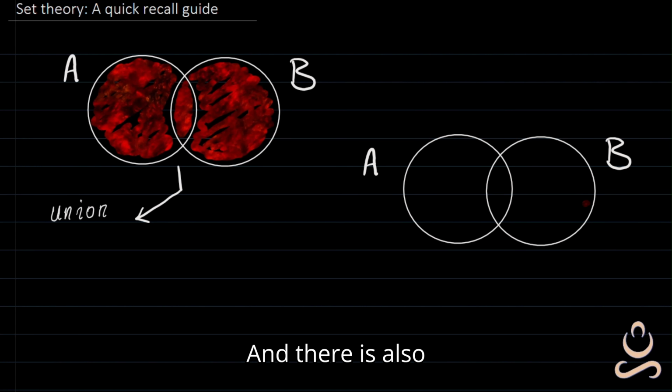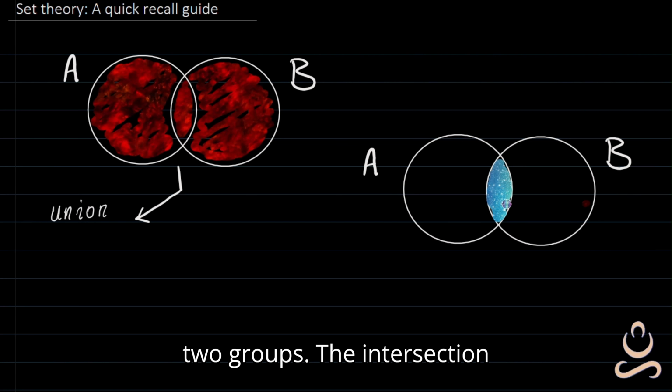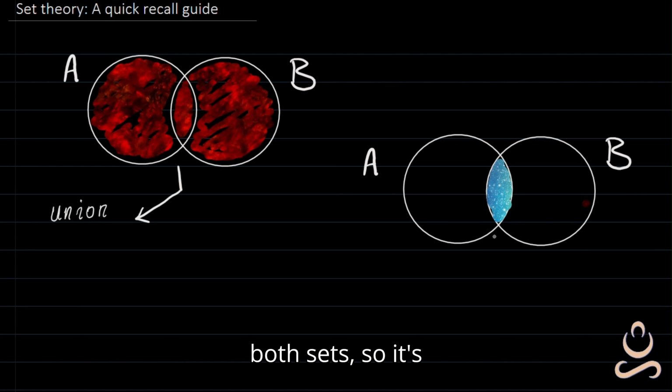And there is also something else cool called the intersection. It's like finding the common friends in two groups. The intersection set has all the numbers that are in both sets, so it's a special group of numbers that both sets have in common.